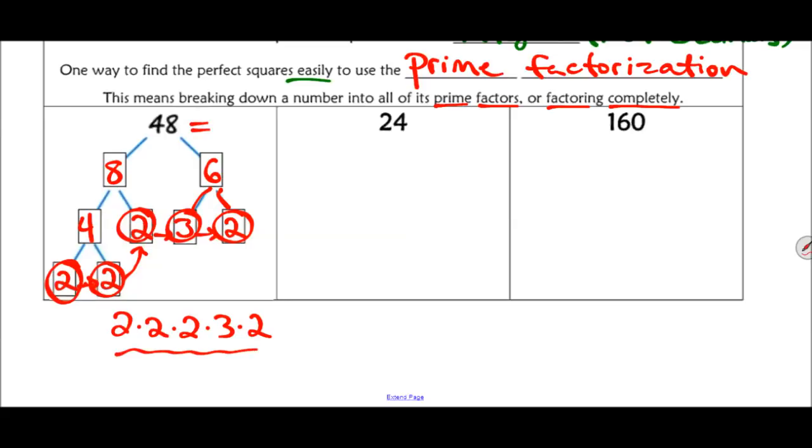I'm going to condense that a little bit. I see that I have 2, 2, 2, 2. So that's 2 to the 4th power times 3. 2 to the 4th power times 3 equals 48.